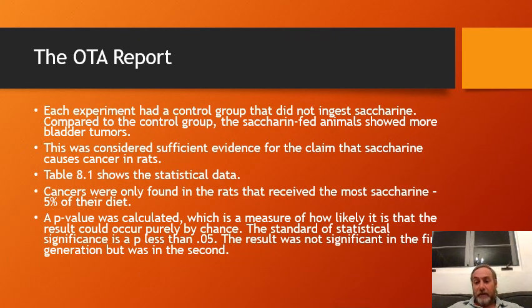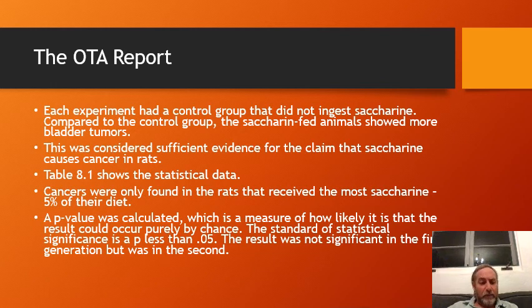Okay, so for each experiment, the first generation and the second generation, there was also a control group that did not ingest saccharin. And the simple answer to what happened is that compared to the control group, the saccharin-fed animals definitely had more bladder tumors. We'll get at the statistical data in a moment to make sure it's significant and whatnot, but it was considered sufficient evidence for the claim that saccharin causes cancer in rats.